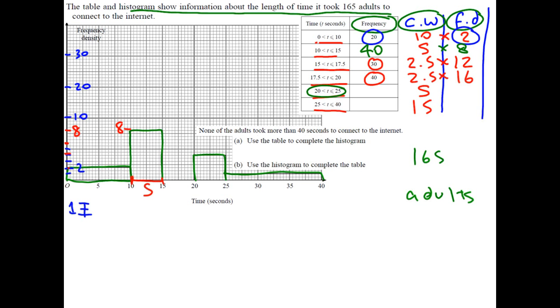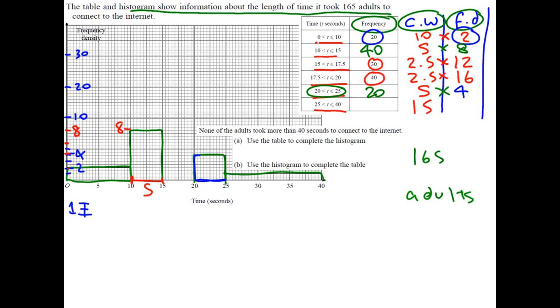20 to 25 here. So 20 to 25, we want to know how high up it is, and it's here on the scale, which is 4. So 4 is your frequency density, and 5 times 4 gives you 20 for how many people.